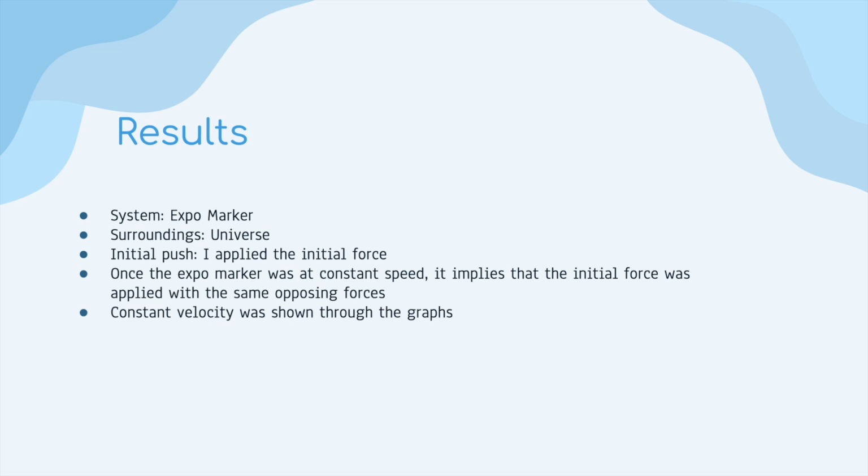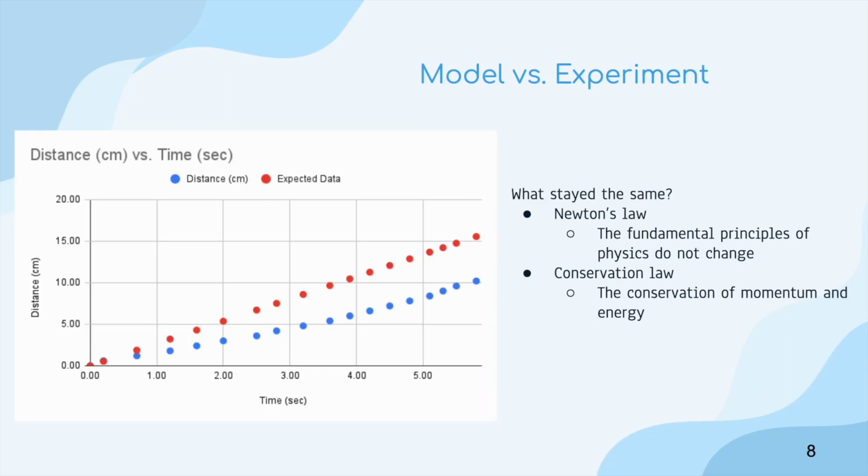For the results, our system was the expo marker that was moving, and the surroundings were the universe, like the table or the air. There was an initial push. I applied the initial force with my finger, but once the expo marker was at a constant speed, it implied that the initial force was balanced by opposing forces, which is why it kept going at a constant speed, why the graph was linear, and why constant velocity showed through the graphs as well.